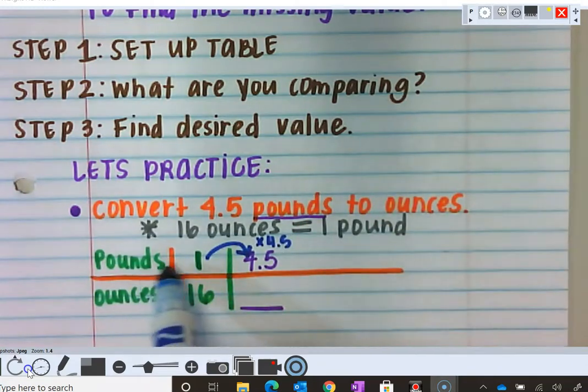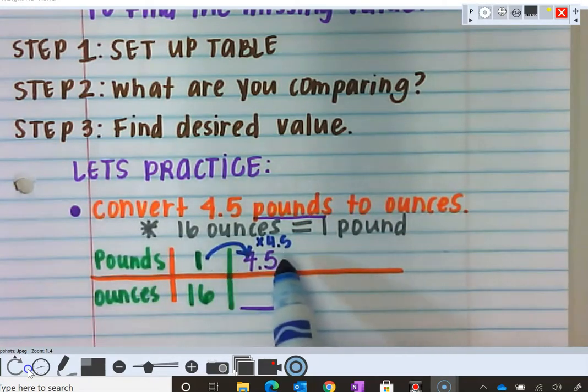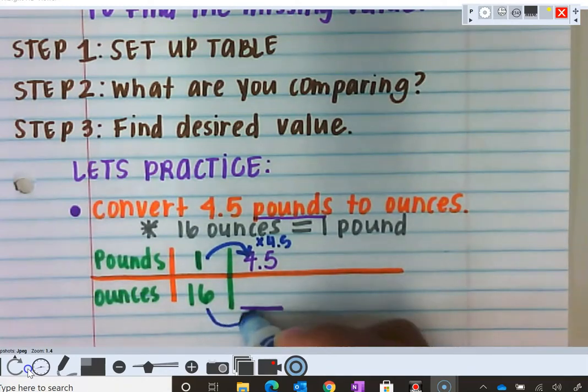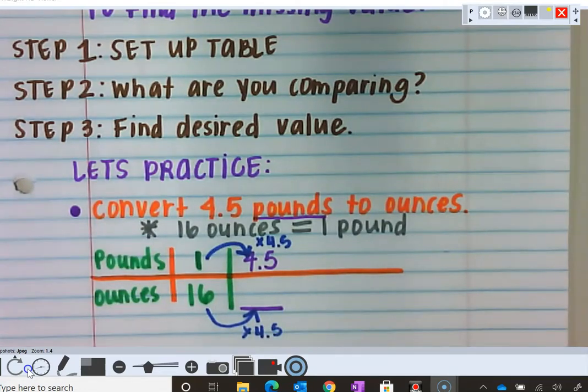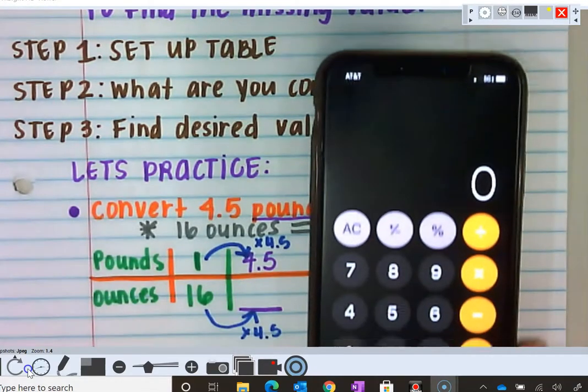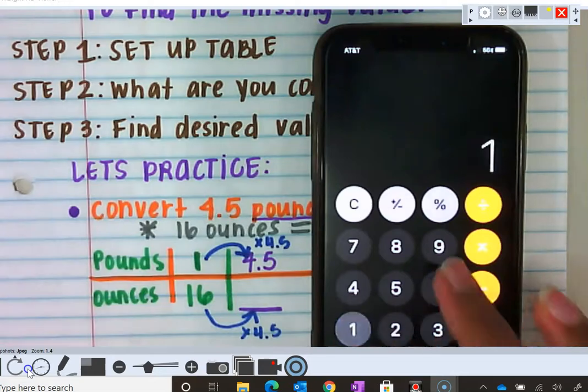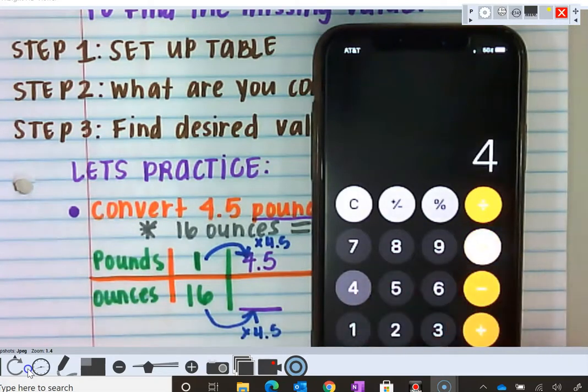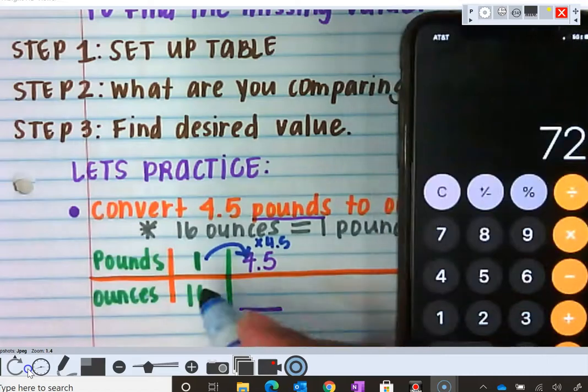And whatever I do to the top, to this value at the top, I need to do to the value at the bottom to keep my equivalency, just like I would with fractions. So I'm going to multiply by 4.5. And then I'm going to get my calculator. We have 16 times 4.5. And I get 72.